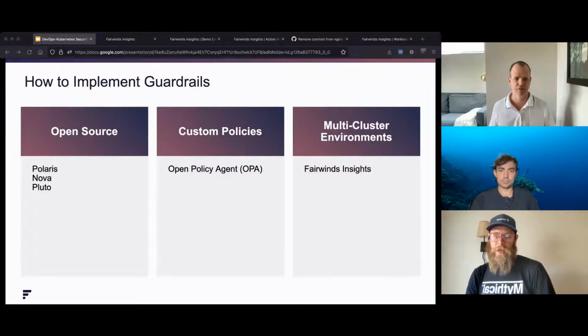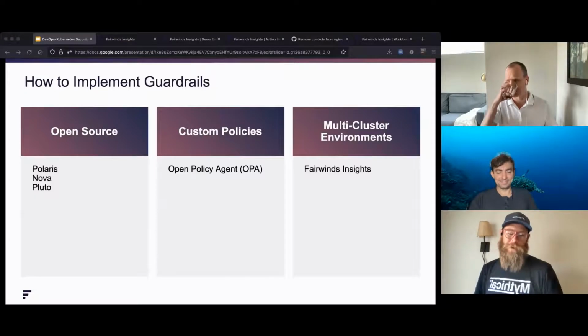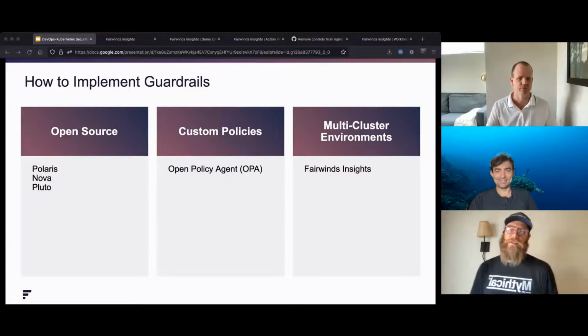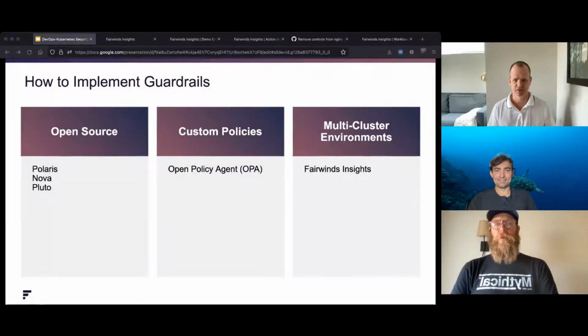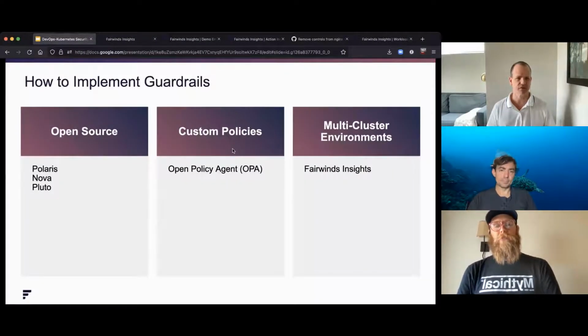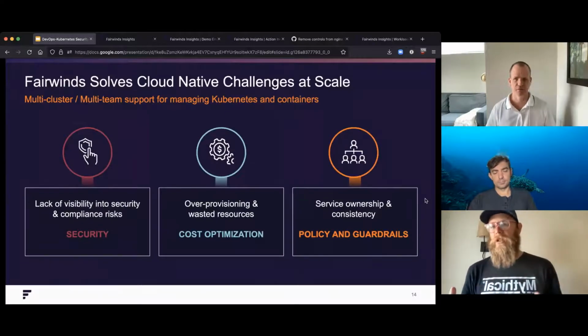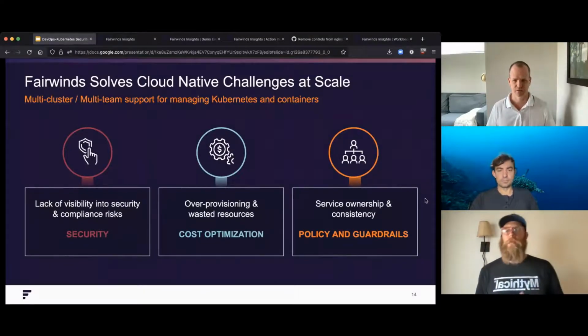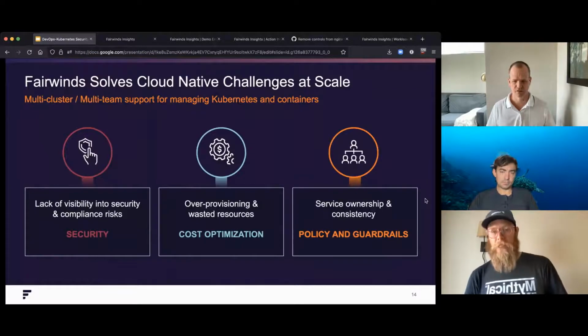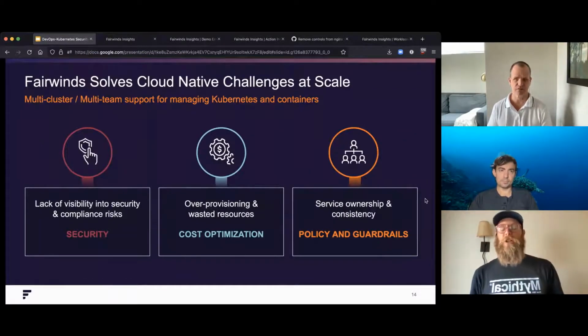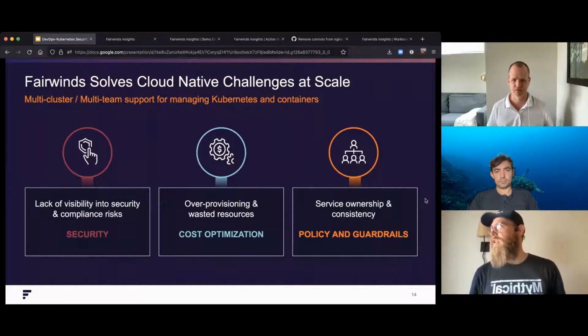Great. And if all of that sounds overwhelming and implementing all of those things sounds like a lot of work, it can be, especially if you're doing it across more than one cluster. And that's why Fairwinds has Fairwinds Insights, which is our software for Kubernetes governance, CI/CD through to production. And at a high level, what Fairwinds Insights looks to do is solve that challenge for companies that are adopting Kubernetes, that are moving to cloud native. They need visibility into security, cost optimization, policy, and guardrails. And that's where we come in.